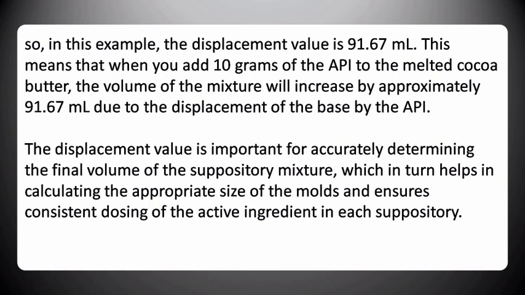So, in this example, the displacement value is 91.67 mL. This means that when you add 10 grams of the API to the melted cocoa butter, the volume of the mixture will increase by approximately 91.67 mL due to the displacement of the base by the API. The displacement value is important for accurately determining the final volume of the suppository mixture, which in turn helps in calculating the appropriate size of the molds and ensures consistent dosing of the active ingredient in each suppository.